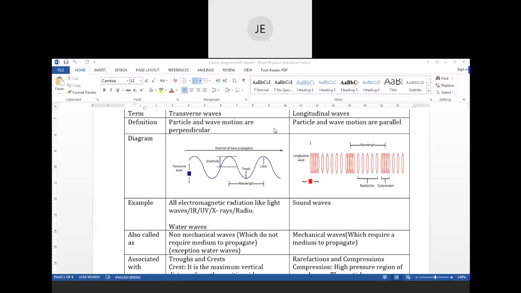Since they are vibrating, when they are very close, that is considered the compression region, and when they are far away, that is called the rarefaction region. You can see in the diagram. Low pressure region, rarefaction; high pressure region, compression. That is the definition of rarefaction and compression.